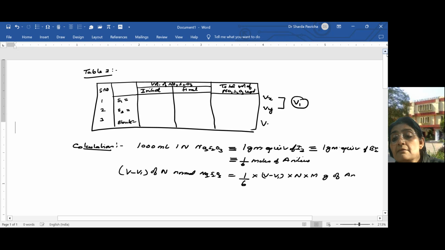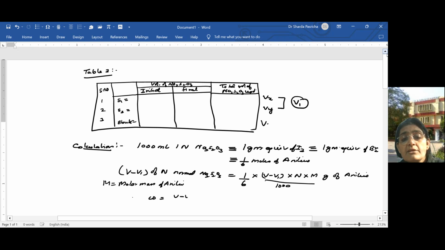grams of aniline, where M is the molar mass of aniline, divided by, this will have this term. So this will be equal to W. What is W? V minus V1 into N into M by 6,000 grams of aniline. That is the amount of aniline in the 10 ml solution that you printed out.